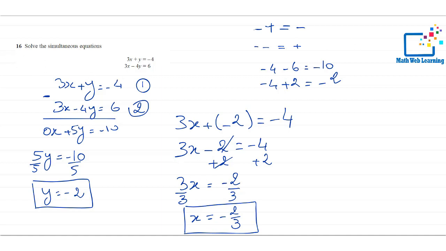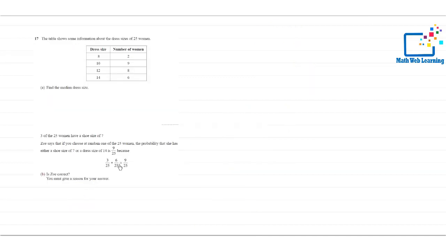Next question is question 17. Question number 17 is on averages. This time is average from a table, and we want to work out the median from this table. Now, in order to work out the median, we need to find the middle position of 25.